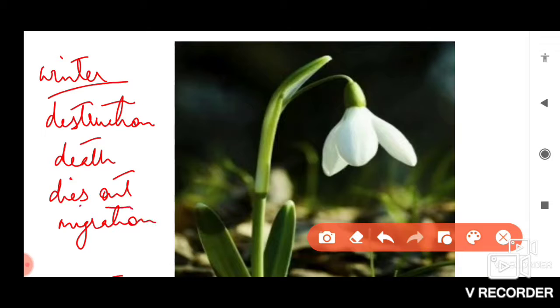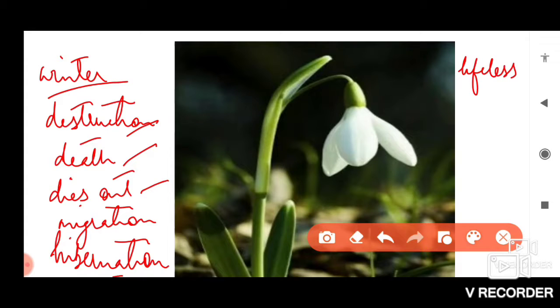So many animals go into hibernation. It is the season of hibernation. Why do they go into hibernation? So that they can save themselves from the cold. So it is the season of destruction, death, everything dies out, everything becomes lifeless. In winter season, leaves start shedding from the trees, flowers die, there are no flowers in winter season.